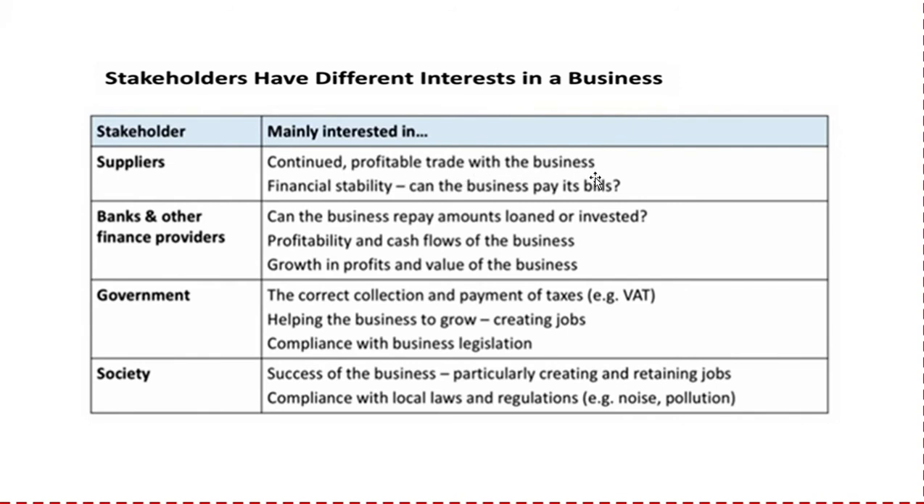So they demand financial stability. Their main interest lies in one question: can the business pay its bills? So these are the demands of the suppliers and their interest. And there are also banks and other financial providers. So they are asking, can the business repay amounts loaned or invested?